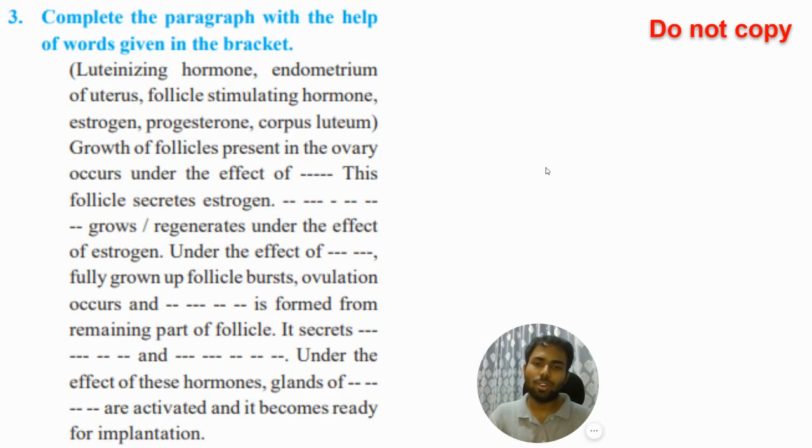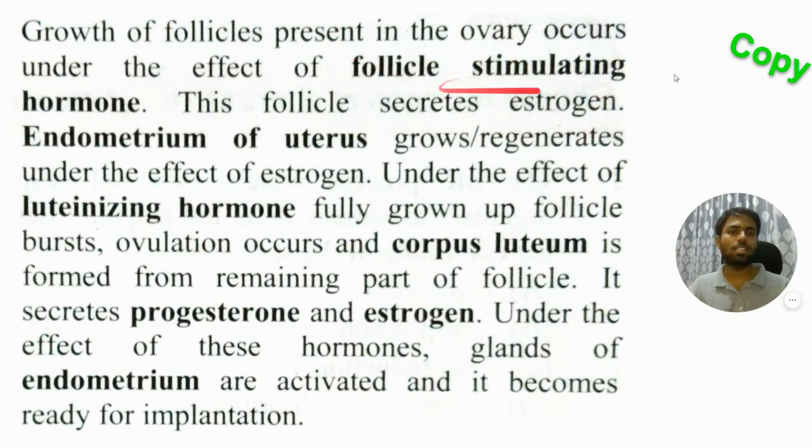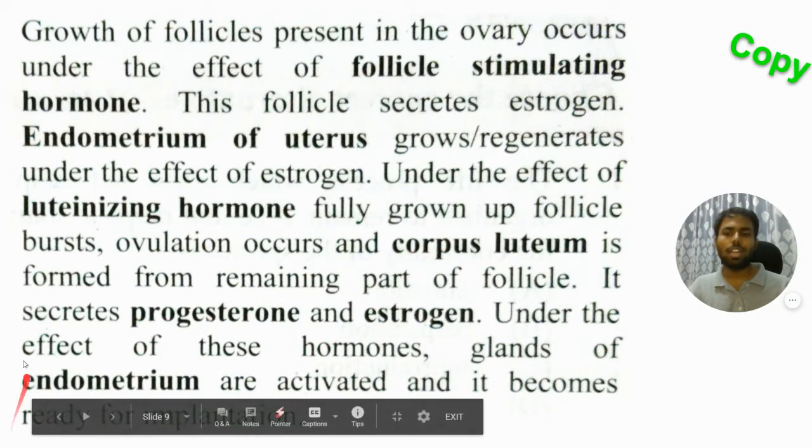Okay, I hope you all have found all the answers. Again, quickly what we are going to do is you are going to check the answers. Okay, so जो कुछ भी बोल्ड में दिया those are your answers. First blank का आंसर था follicle stimulating hormone. Second का है endometrium of uterus. Next is luteinizing hormone. फिर corpus luteum. Then progesterone and estrogen. And lastly endometrium.